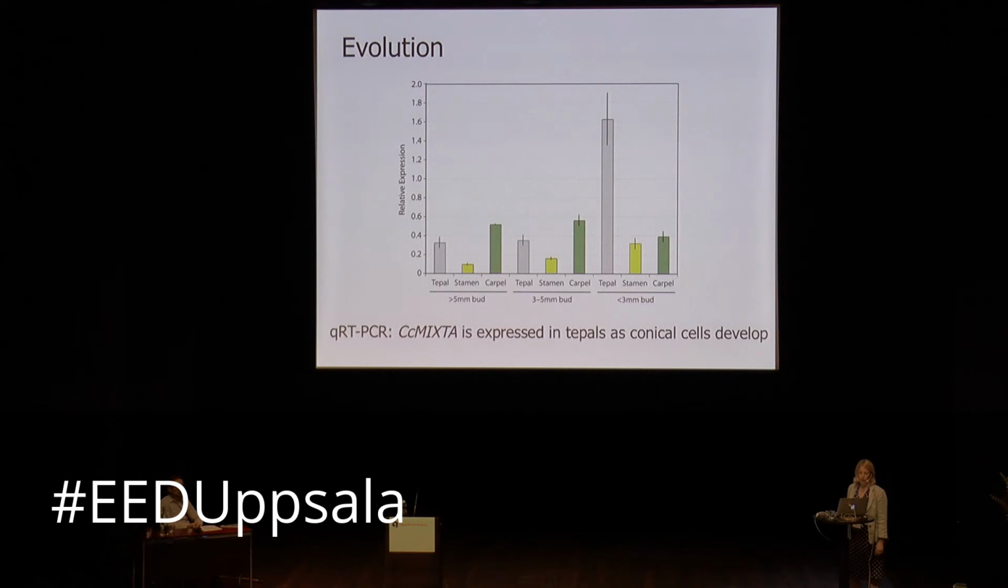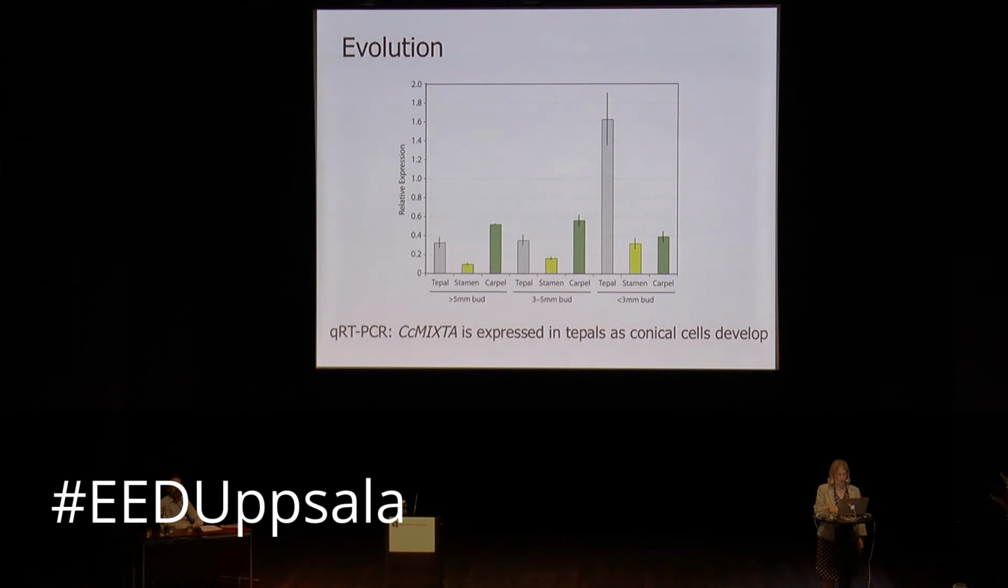And we had a look, just a correlative look through quantitative RT-PCR, at its expression profile relative to growth of those conical cells. So you're looking here at buds getting older to my left. This is the youngest stage at which the conical cells just start to form, and we're looking at expression in tepals, and then the stamens and carpels, the reproductive organs. And you can see that there's massive expression of that gene in the developing tepals at the stage when conical cells are starting to appear. So that's good correlative evidence.